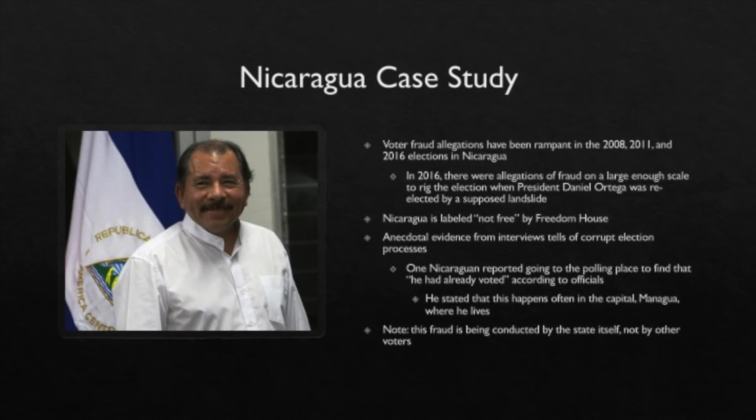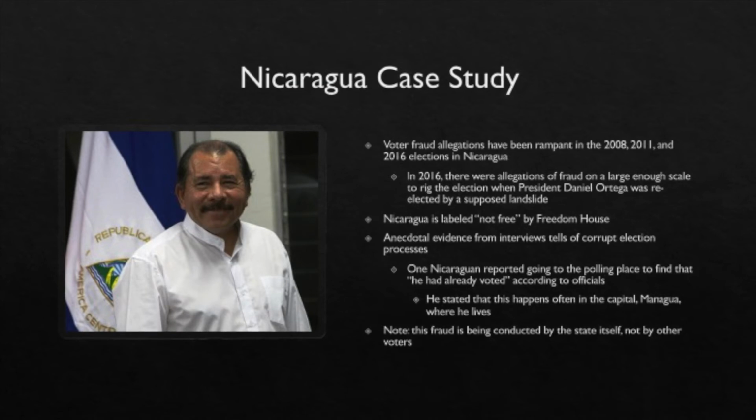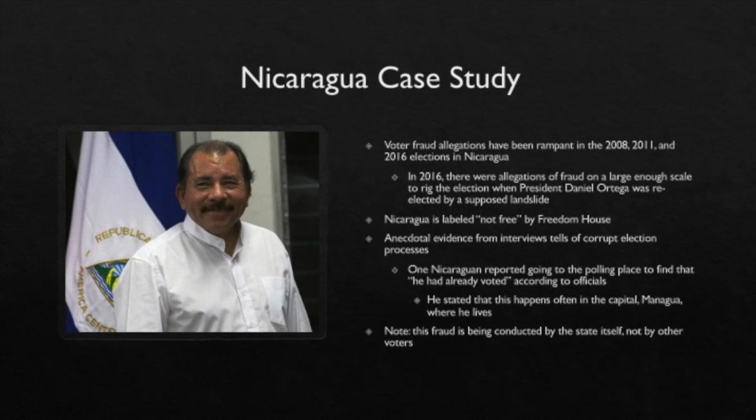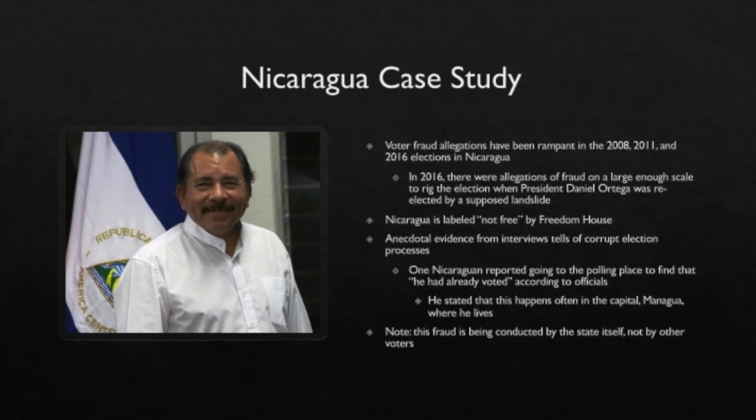Ortega has a history of human rights violations and corruption during his administrations. So because of that and because of election practices, the country is labeled not free by Freedom House. So I visited Nicaragua in 2016. So some of this information is coming from anecdotal evidence from people that I spoke to while I was there. So residents of the country told me of the widespread corruption in their electoral process, especially in Managua, which is the capital and is a very important electoral district because it's the capital.